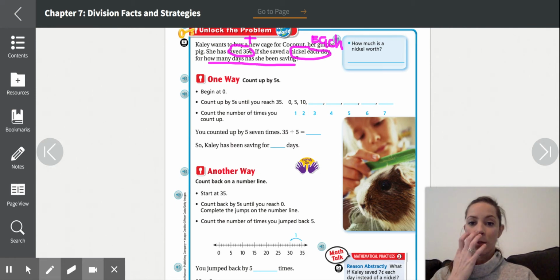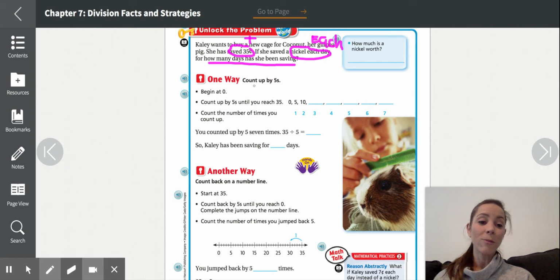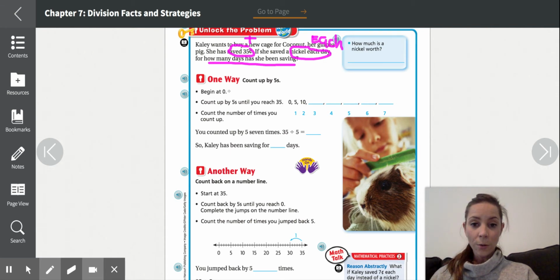All right, so let's see how we would solve this problem. Because we have 35 as our total, and we're doing 5 each time, we could think of that division equation, 35 divided by 5, and we're trying to figure out how many times we would do that. So one way, if it's the factor of 5, just like yesterday with tens, you can just count by 5 and see how many times you'd have to count by 5 to get to 35. So you begin at 0, count up by 5s until you reach 35.